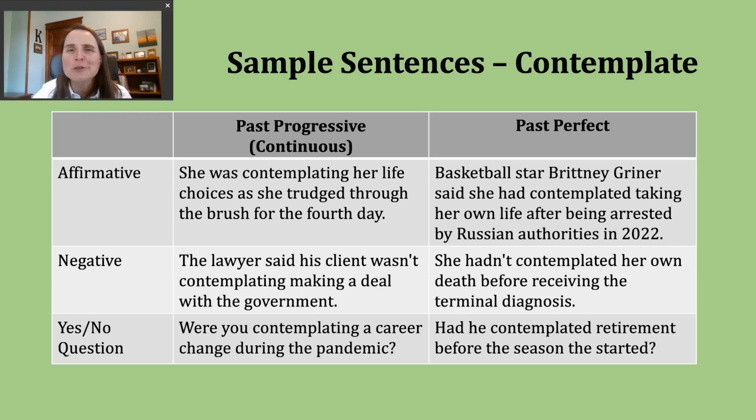Again, you'll notice two letter P's in the name of our verb tense, past perfect. And it's going to mean you need two parts to make your verb. So in the affirmative, you're going to start with your subject. You're going to use the past form of have, that's had, and then you're going to use the participle form of the verb. Let's take a look at an example sentence. Basketball star Brittany Griner said she had contemplated taking her own life after being arrested by Russian authorities in 2022.